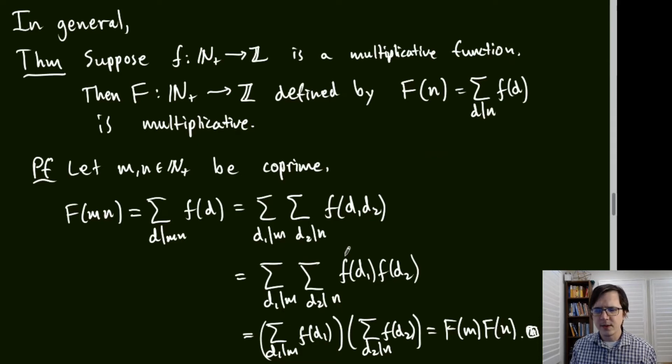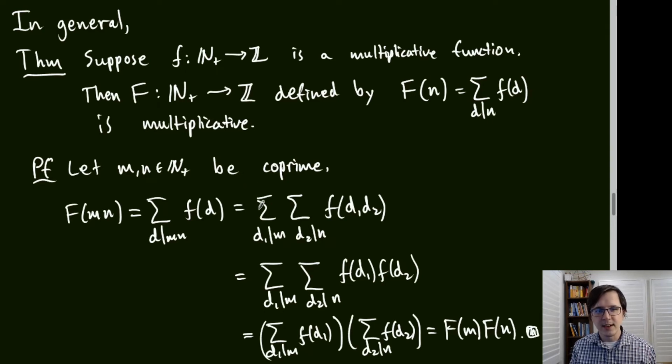So in general, both of these functions that we just saw, d and sigma, come from the following construction. Let's say that we have a multiplicative function f with values in the integers, or really anything if you want, that has a product. Then let's define capital F to be the sum over all divisors d of n of little f applied to that divisor. So the claim is that if this little f is multiplicative, then this sum over divisors function is multiplicative.